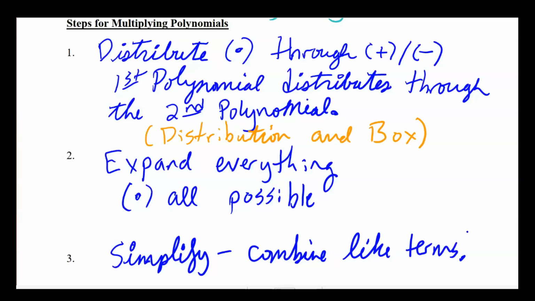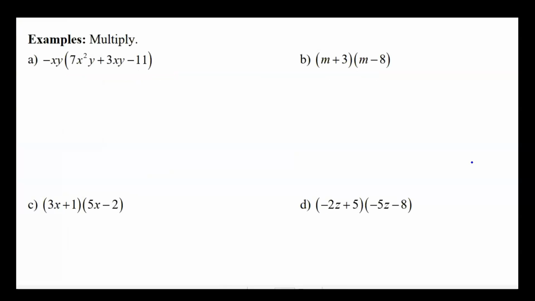Okay, there's basically three steps. That's it. Okay, so that's the English. We distribute, we expand, we simplify by combining like terms. And those are the basic steps for multiplication. A bunch of example problems.